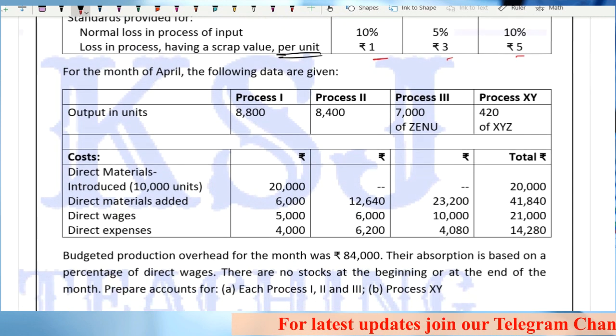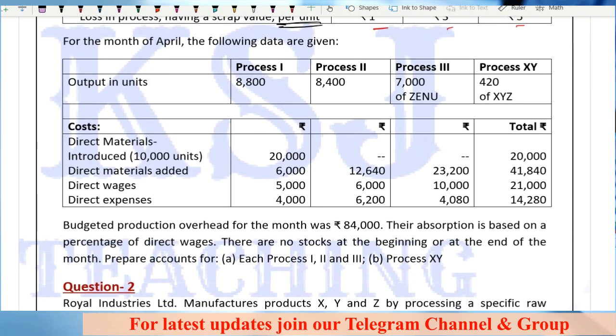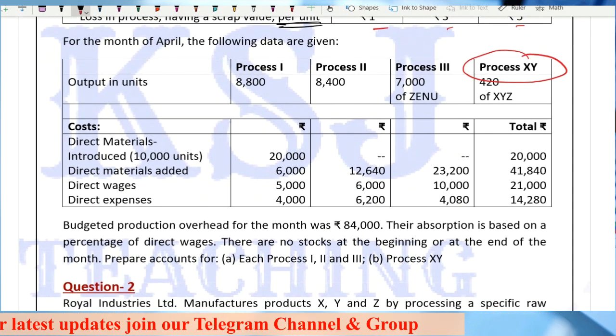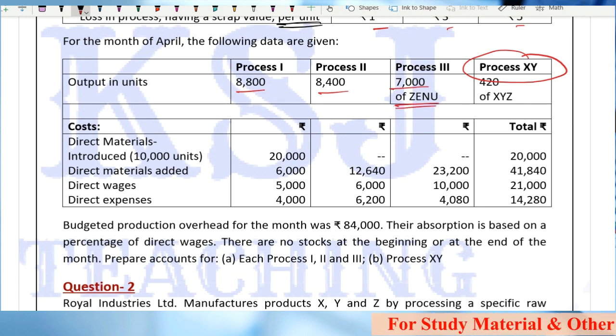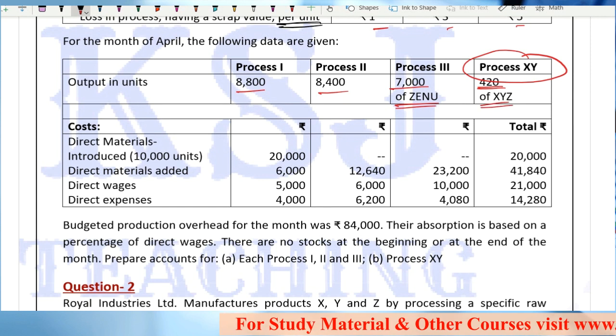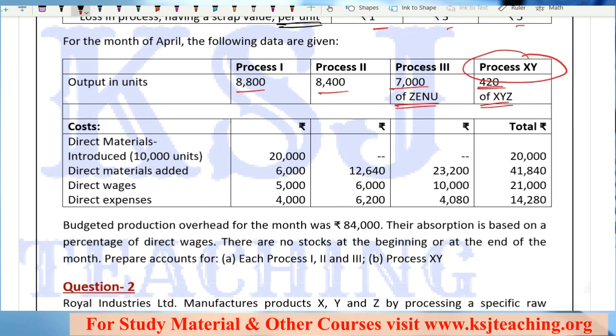For the month of April, the following data are given: the process 1, 2 and 3 and the process XY, right? The process XY output in units is 8800, 8400 and 7000 units of Zenu, that is the finished product, and 420 of XYZ, that is the finished byproduct. Okay.